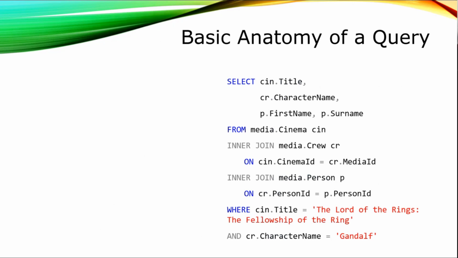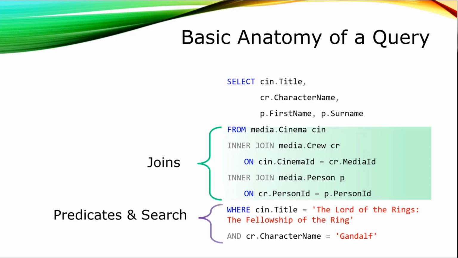High level, basic anatomy of a query. This is a very simple query in the grand scheme of things. This is what's running behind the scenes when I say, who's playing Gandalf? We have our joins. This is going to be our connection points, right? We talked about making those logical leaps between tables. And then down here we have our predicates, search criteria.